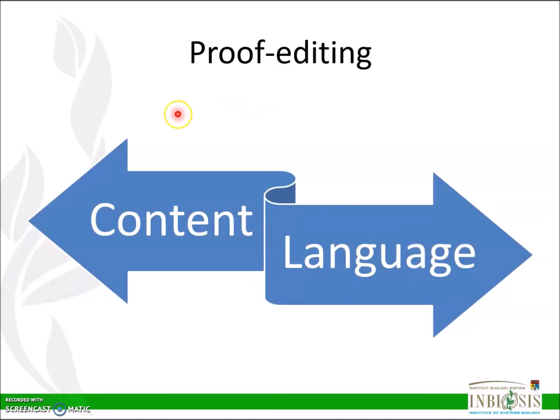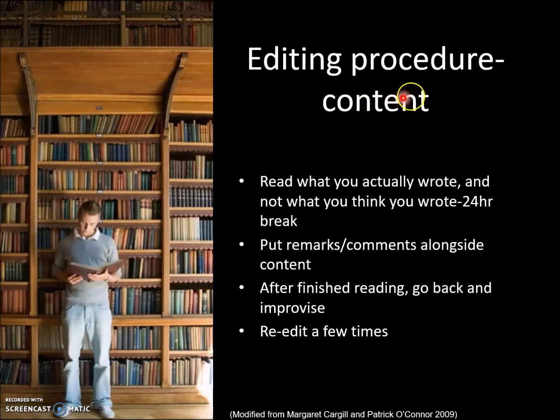Now, once you have finished your manuscript, you will need to check it thoroughly. There are two important criteria that you must check at this stage: content and language. These two need to be dissected accordingly when you proofread. Normally we will edit the content first before language, so that you don't have to re-edit the language multiple times when the content changes. Here I list an editing procedure for content.